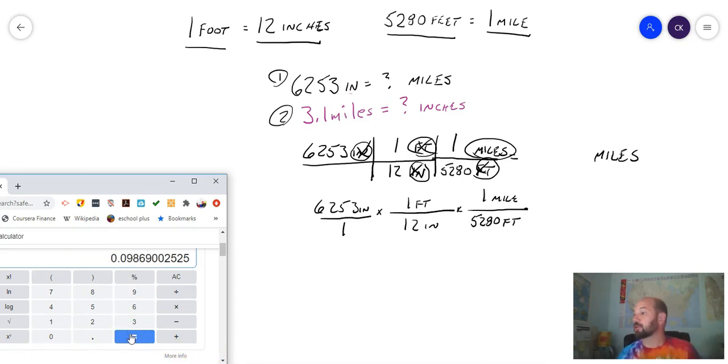And when I do that, I get this on my calculator. Now, what do I do with this? How do I round this and so forth? Well, a couple of things. You always use your significant digits. You always go by the original measurement.